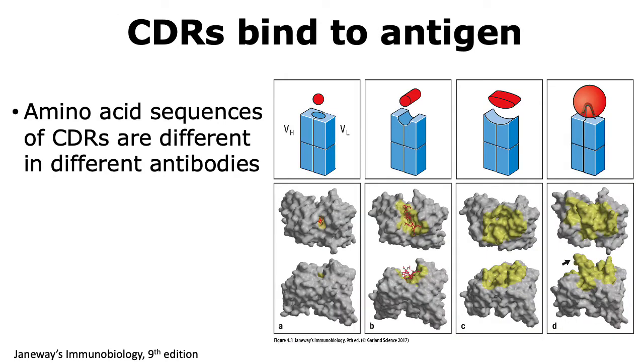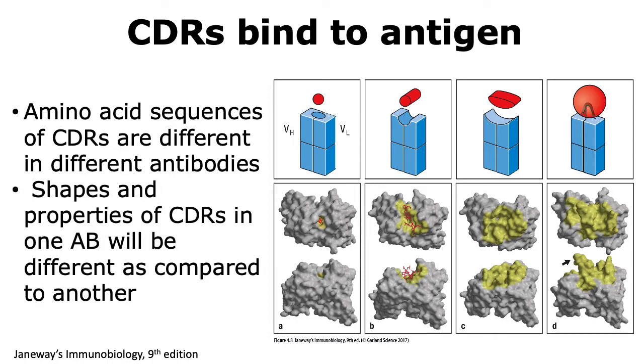Different antibodies will have different amino acid sequences in their CDRs. And these differences in the amino acid sequence influence the shape and the properties of the CDRs in one antibody as compared to, let's say, another antibody. These differences in the shapes and properties of the CDRs allow one antibody to bind and recognize one type of antigen, whereas another antibody can now recognize a different type of antigen.